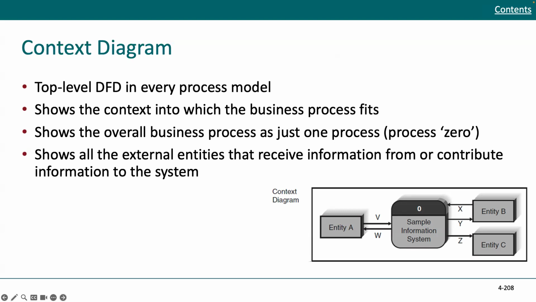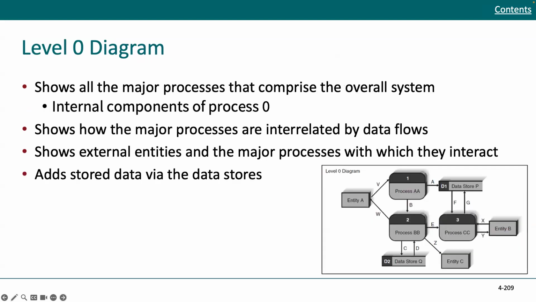It shows the overall business process as just one process, or process 0. It shows all the external entities that receive information from or contribute information to the system. Then we have the level 0 diagram. It shows all the major processes that comprise the overall system, the internal components of process 0. It shows how the major processes are interrelated by data flows.